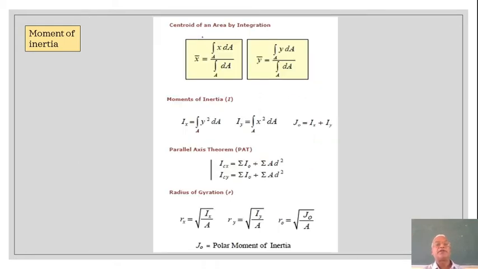Okay, the centroid of an area is given by the integration of x dA divided by the integration of dA. The moment of inertia about the x-axis is the integral of y squared dA over the whole area. I have already shown or used this information. Now when you change the axis, obviously the distances will change. Iy will be the integral of x squared dA, and J represents the polar moment of inertia, which is Ix plus Iy.